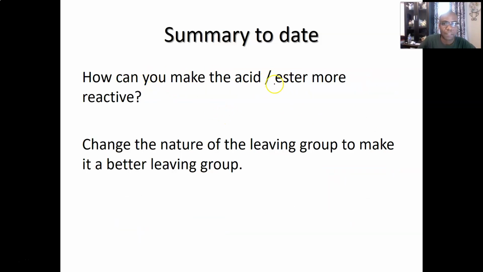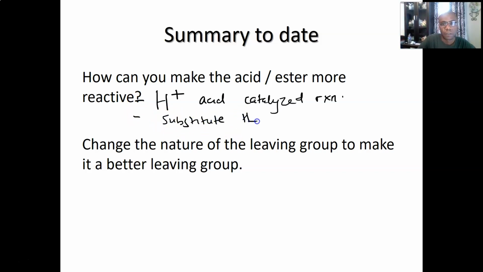How can you make an ester or acid more reactive? Simply do acid catalyzed reaction. That's one. Alternatively, substitute the OH of carboxylic acid to a good leaving group like Cl. That way the OH or the OR group will be more reactive.